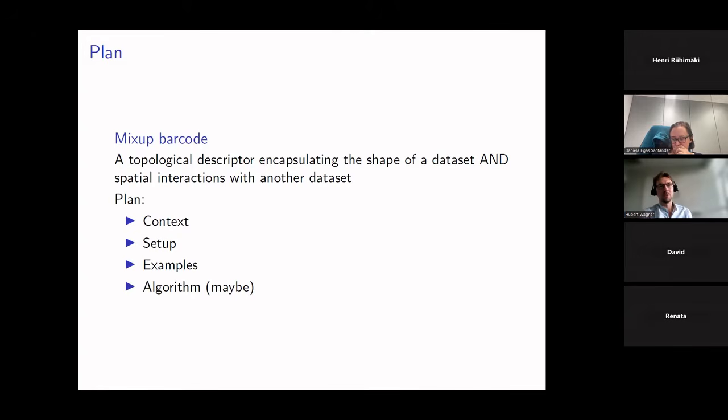So I will try to explain how it works. I would first offer some context, then give you very briefly the mathematical setup, and essentially just show you some examples so that you see what it captures and what it doesn't. And looking at time, I don't think we'll have time to really talk about the algorithm for computing this, but the important thing is that we understand what this type of descriptor captures in data.